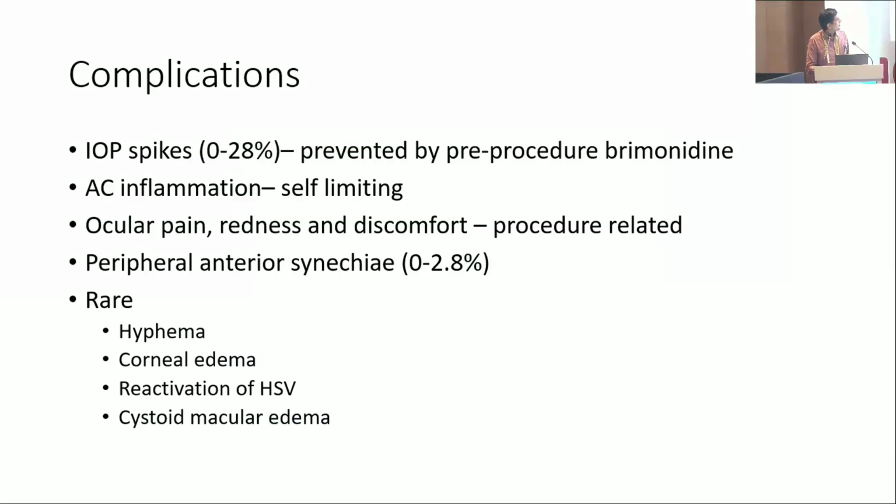This is how it looks. When we fire the shot, we can see some bubbles rising up. They should be champagne bubbles, very small bubbles. They should not be soda water bubbles, large bubbles. If we see large bubbles, then we have to reduce the power. Complications are hardly any with SLT, maybe very insignificant: a little bit of IOP spike, inflammation, ocular pain, or PAS.